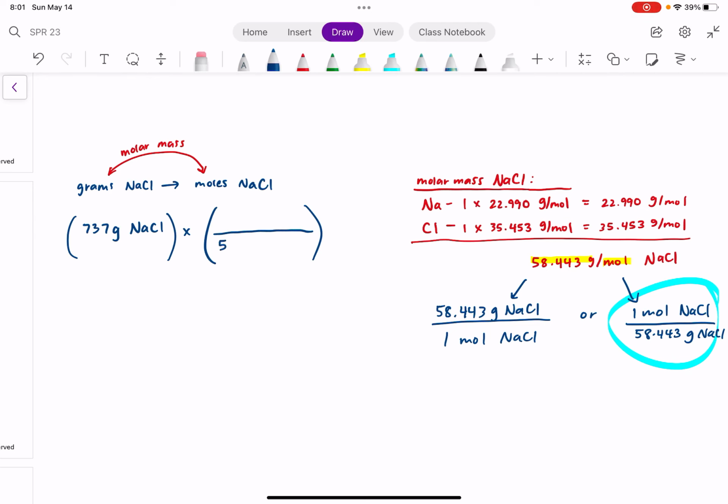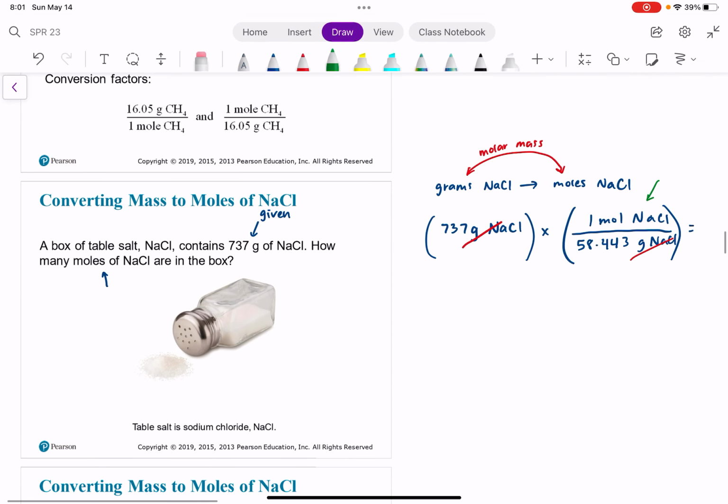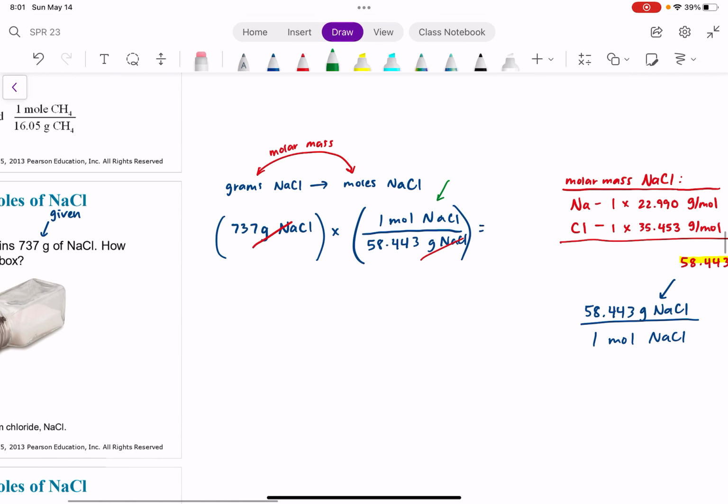So we got 58.443 grams NaCl per every 1 mole of NaCl. All right, so now, spoilers here, because I put that equals sign, but are we done? Yeah, the reason we're done is we can cancel out these grams, and we're left in moles of NaCl, which is where we wanted to be, right? That was our major goal.